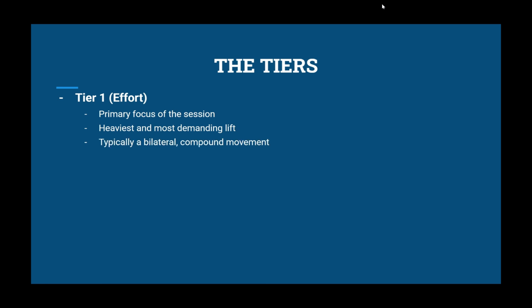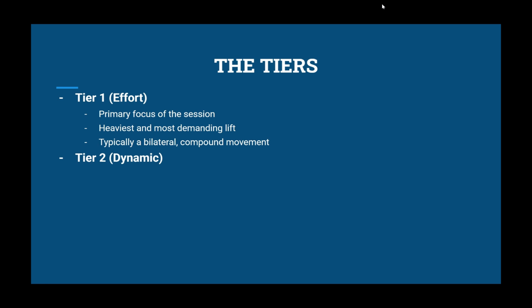So breaking down the tiers. Tier 1 is an effort-based block. So the primary exercise in Tier 1 is effort-based. So this is your primary focus of the session. This is typically your heaviest and most demanding lift, and it's typically going to be a bilateral compound movement. And the next couple slides are going to show what I mean by this.